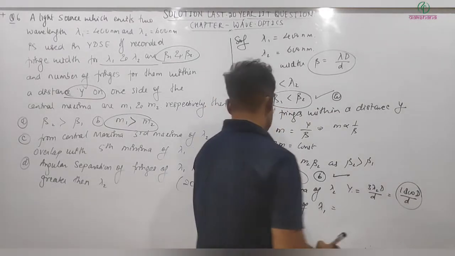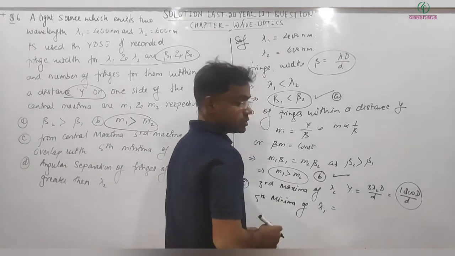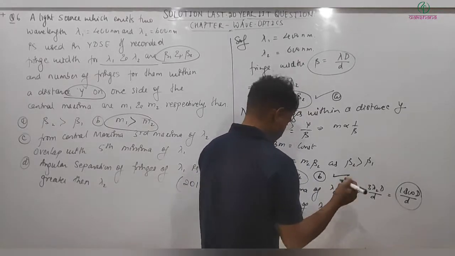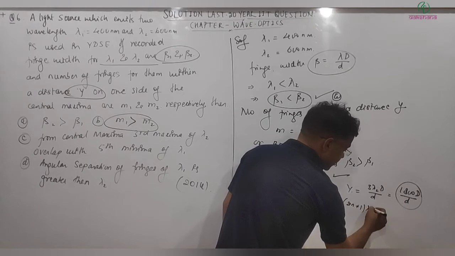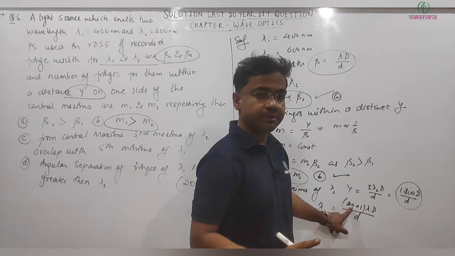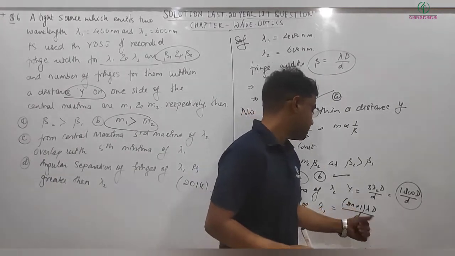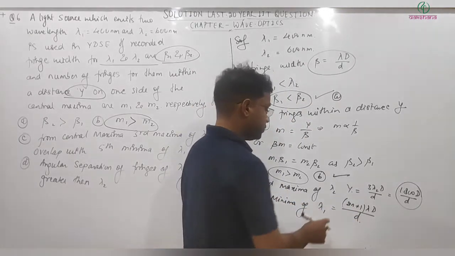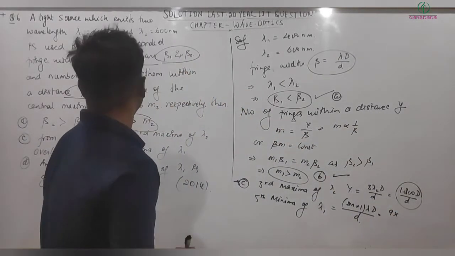Fifth minima means it's 2n minus 1, and n is equal to 0, it's central and first basically. So this is 2n plus 1, let me write it, into lambda divided capital D by small d, and here n is equal to 0 will be the first one. So n is equal to 1 will be the second one. N is equal to 4 will be the fifth one actually. So 4, that means 9 into lambda.